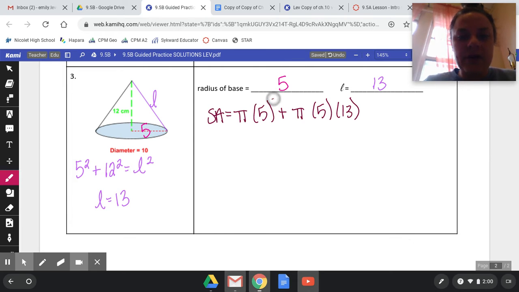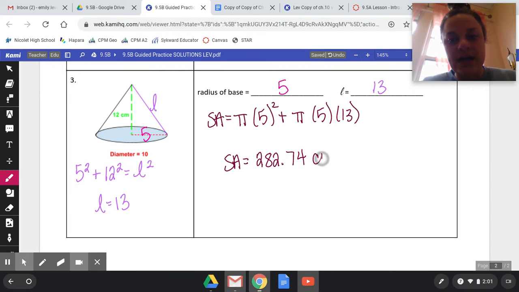Oh, I forgot the squared here. I said it, didn't write it. So pi times 5 squared plus pi times 5 times 13 gives me a total surface area of 282.74 square centimeters. Okay, so that is the end of new stuff for today.